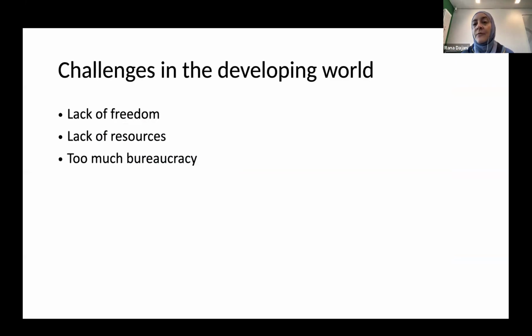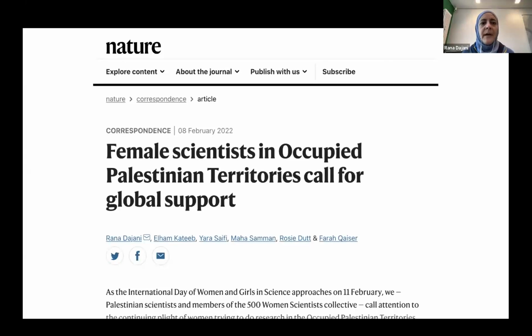We also suffer from lack of resources and funding, and too much bureaucracy that prevents people from actually executing the plans that they have. These are challenges that can be dealt with within, let's say, a country. But in the global south, we suffer from more challenges that are more structural. For example, from occupation and apartheid, what's happening in Gaza and Palestine.